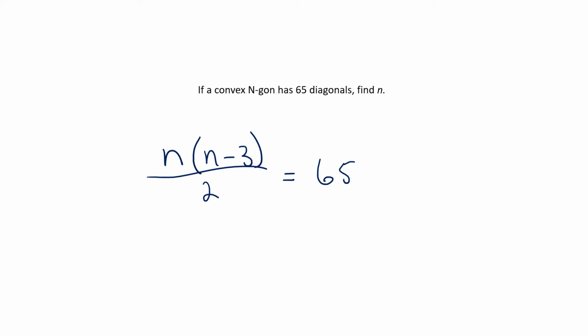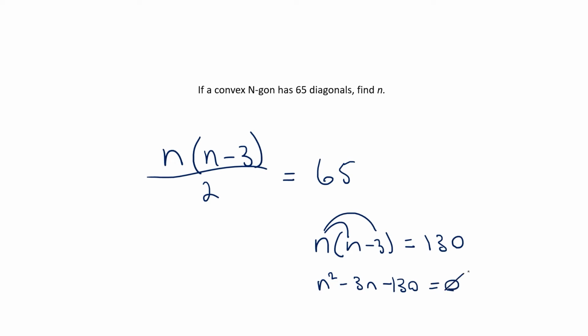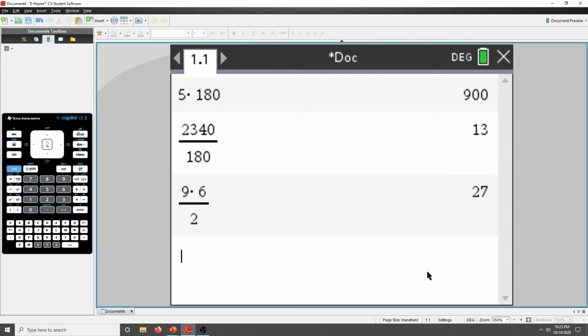So we have to simplify this to solve it like a quadratic. So we multiply both sides by 2 to get n times n minus 3 equals 130, 65 times 2. Then we'll distribute these. We'll get n squared minus 3n equals 130, but we want that 130 over here so we can have it equal 0. So we can plug this into our calculator, and it will tell us the 2 solutions.